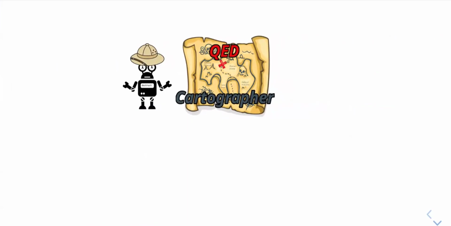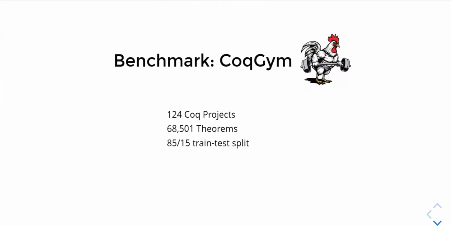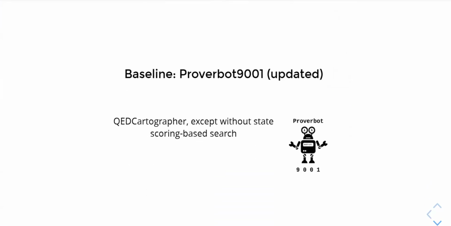So that's the basics of QED Cartographer. We found in our experiments that it produces 26% shorter proofs and 27% fewer steps. We found this by running it on CoqGym, this large benchmark of Coq projects, now named Rocq, I think. That's 124 Rocq projects. And as our baseline, we used Proverbot9001. That's what QED Cartographer is based on. We updated the code a little bit. So the difference between our tool and the baseline is just that state scoring and the search. And the baseline is using a variant of depth first search that just gives you a little extra fuel when you solve subgoals.